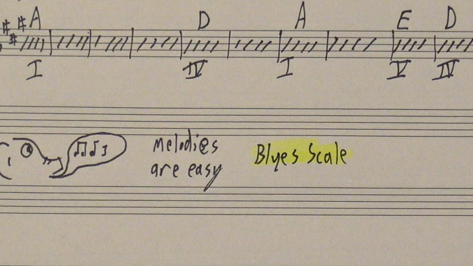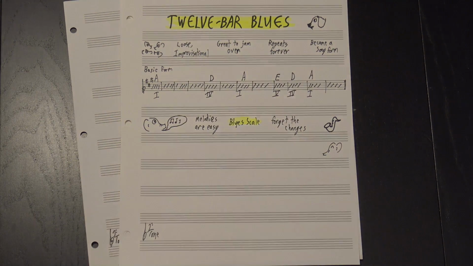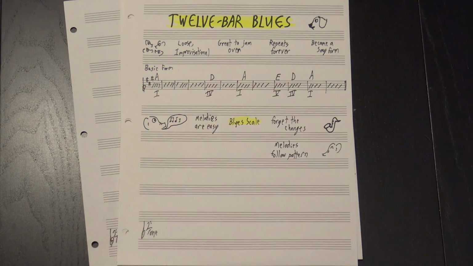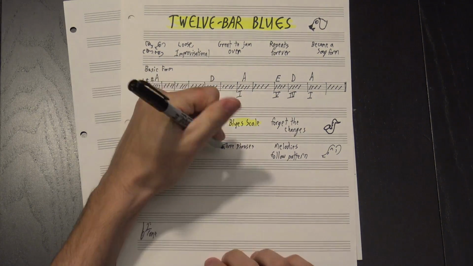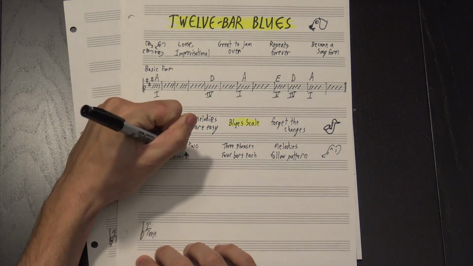Traditionally, we don't even really consider the chord changes, we just play the whole thing with the blues scale of the 1 chord. Moreover, melodies tend to follow a specific pattern. We break the progression into 3 phrases, each 4 bars long, and we sing over the first 2 of each, with the other 2 being left for an instrumental response.